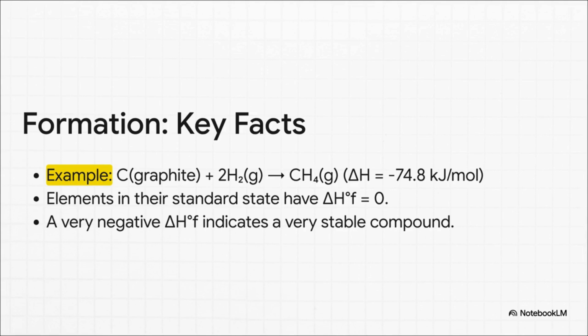It's like a ball rolling to the bottom of a hill. The final product, methane, has less energy and is therefore more stable than the ingredients you started with. This is also why we say elements in their standard state have a formation enthalpy of 0. They're our baseline, right? You can't form something that already exists, so the energy cost is 0.